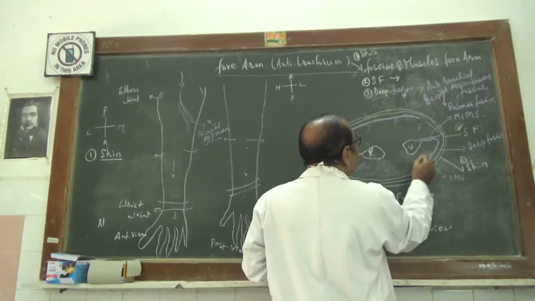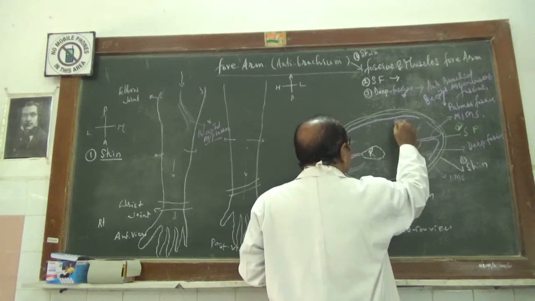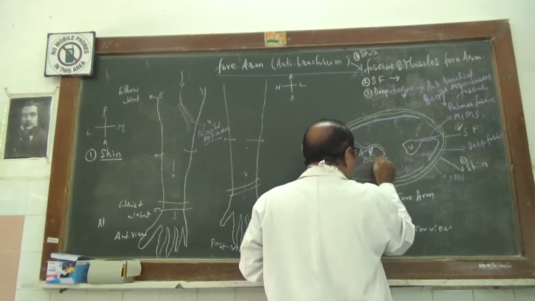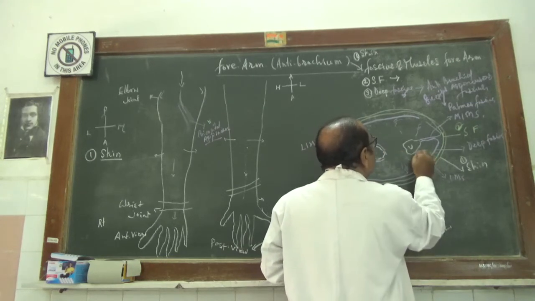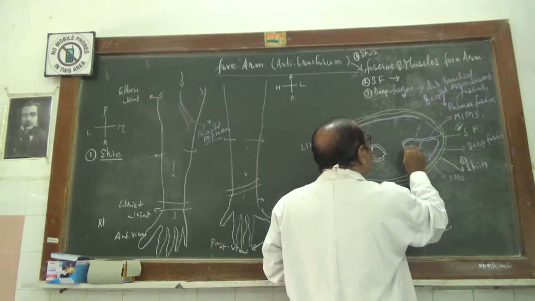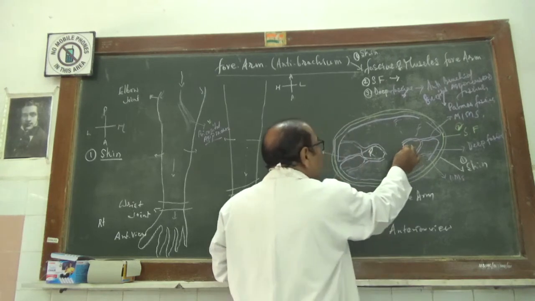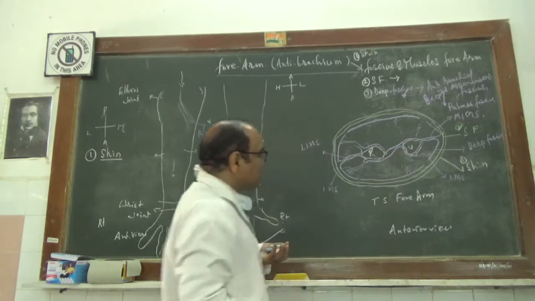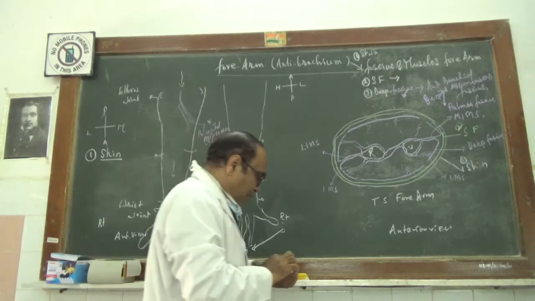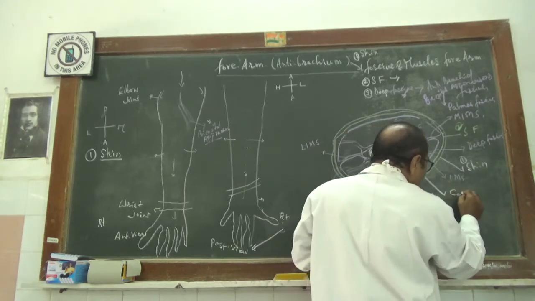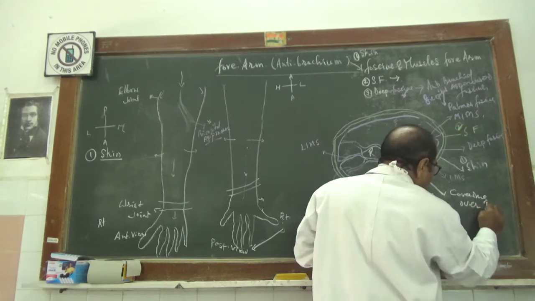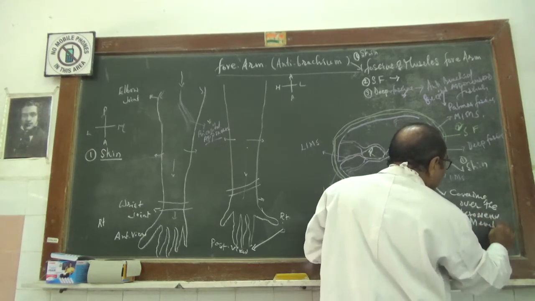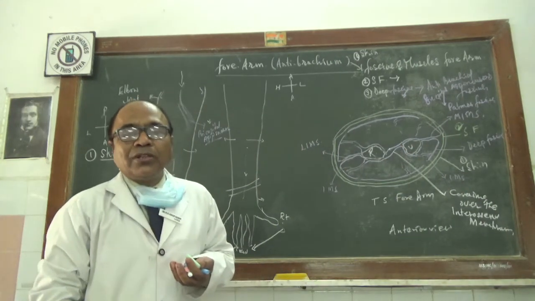Now these all will run towards the radius bone and the ulna bone, and form the periosteum of the radius and the periosteum of the ulna together. And the interosseous borders, that is the lateral border of the ulna and the medial border of the radius, will be covered from back and from front, forming the covering over the interosseous membrane.